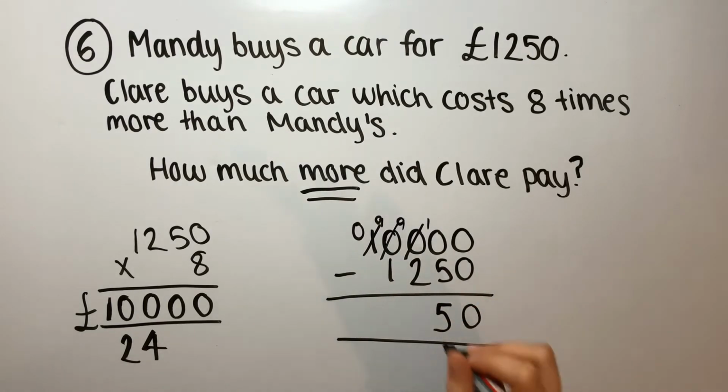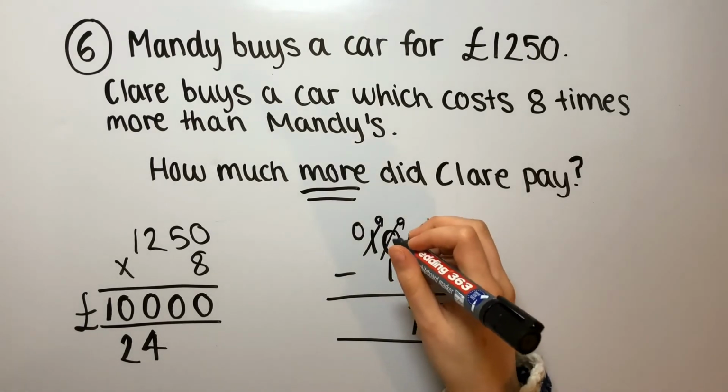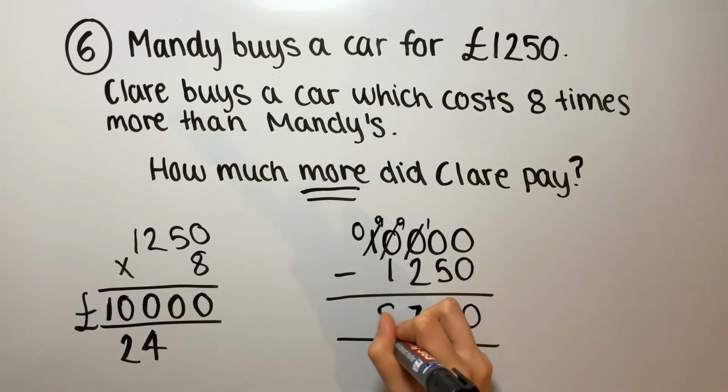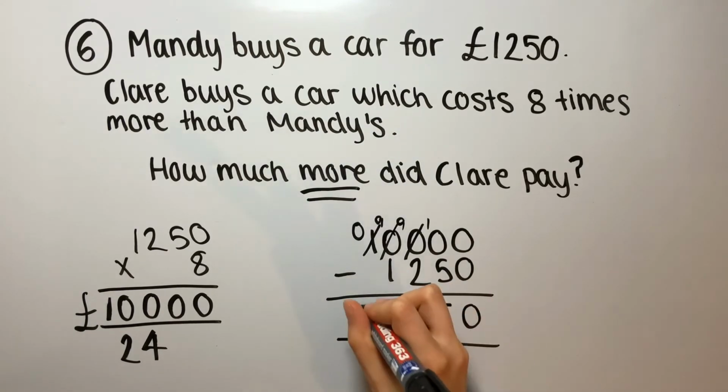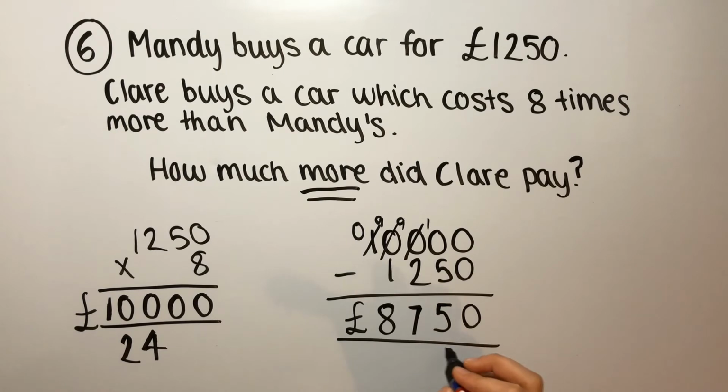9 minus 2 is 7. 9 minus 1 is 8. Claire paid £8,750 more than Mandy.